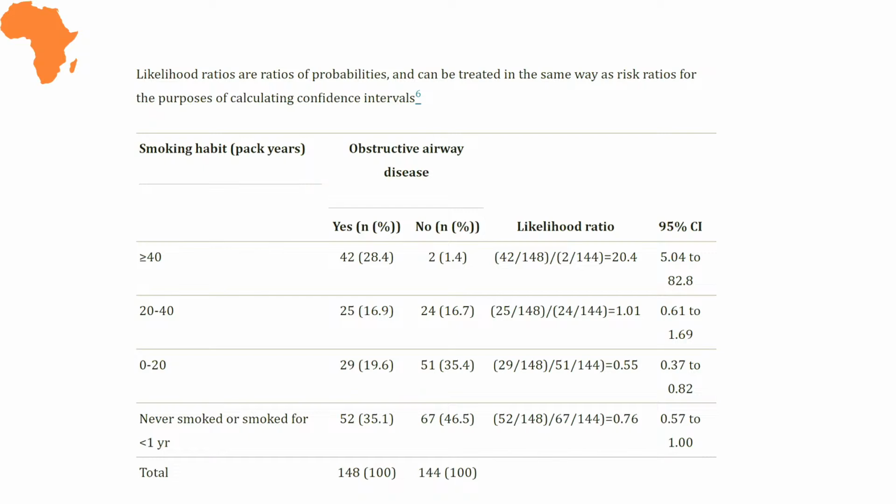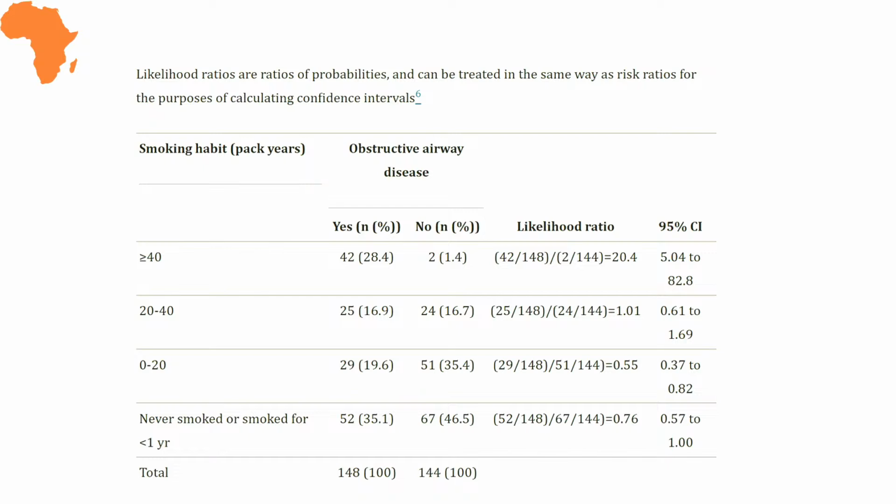Total numbers: 42 over 148, 2 over 144. That's the ratio. Those with the condition, and those without the condition. Total number with the condition for greater than or equal to 40 is 42 over 148, divided by, without the condition, 2 over 144. For this other one it is 25 over 148 divided by 24 over 144. For less than 1 year it is 52 over that.